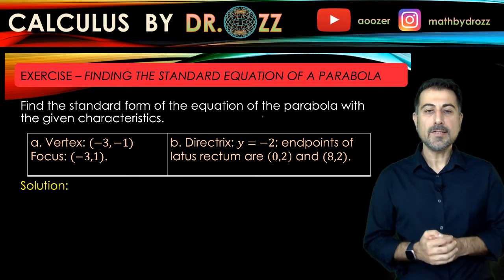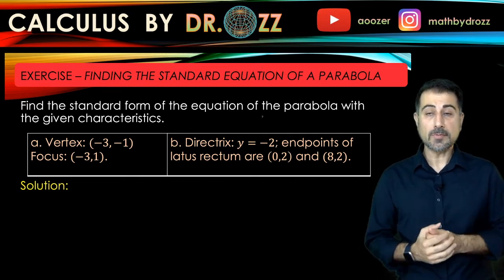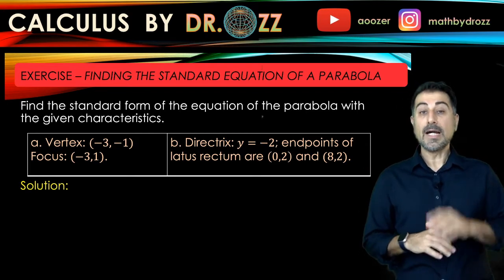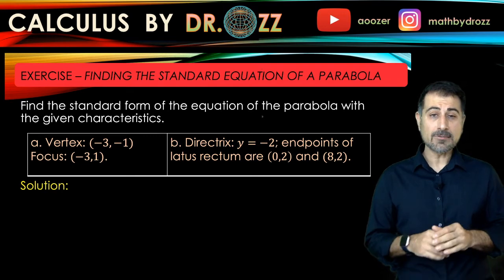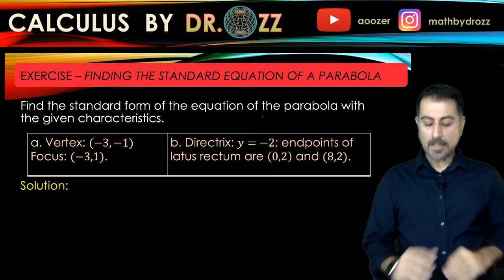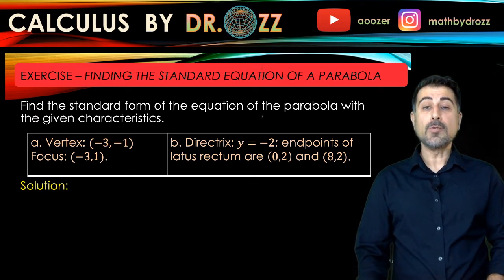And in the second case, we're given the endpoints of the latus rectum together with the directrix. So these are two specific pieces of information, and I'll explain what latus rectum means in the video. And by using these two, we're going to come up with the standard equations of parabolas.